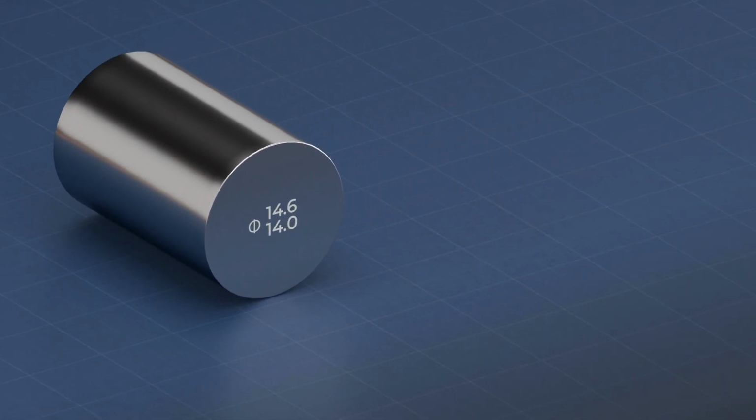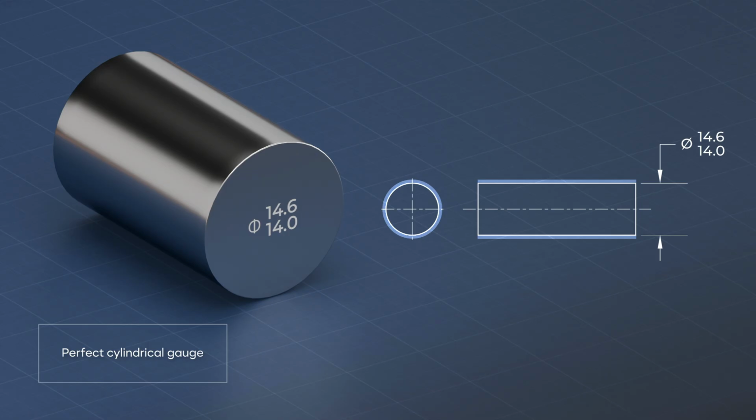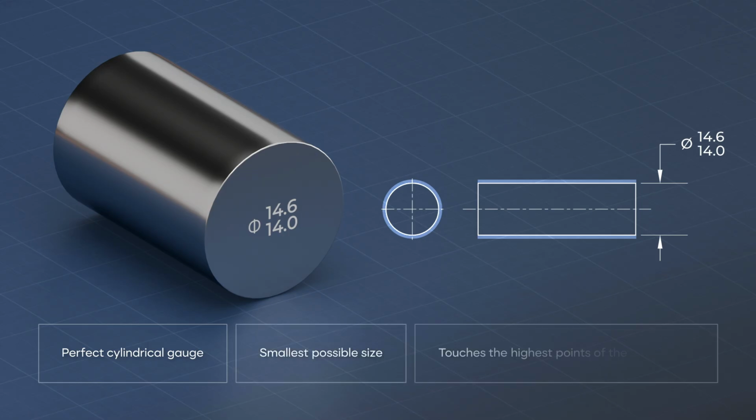In this example, we have a pin with a size range of 14.6mm to 14.0mm. The actual mating envelope, in this case, is the smallest perfect feature counterpart that can be circumscribed about the external feature. In simpler terms, we imagine a perfect cylindrical gauge. This gauge is the smallest possible size. It just touches the highest points of the pin surface.